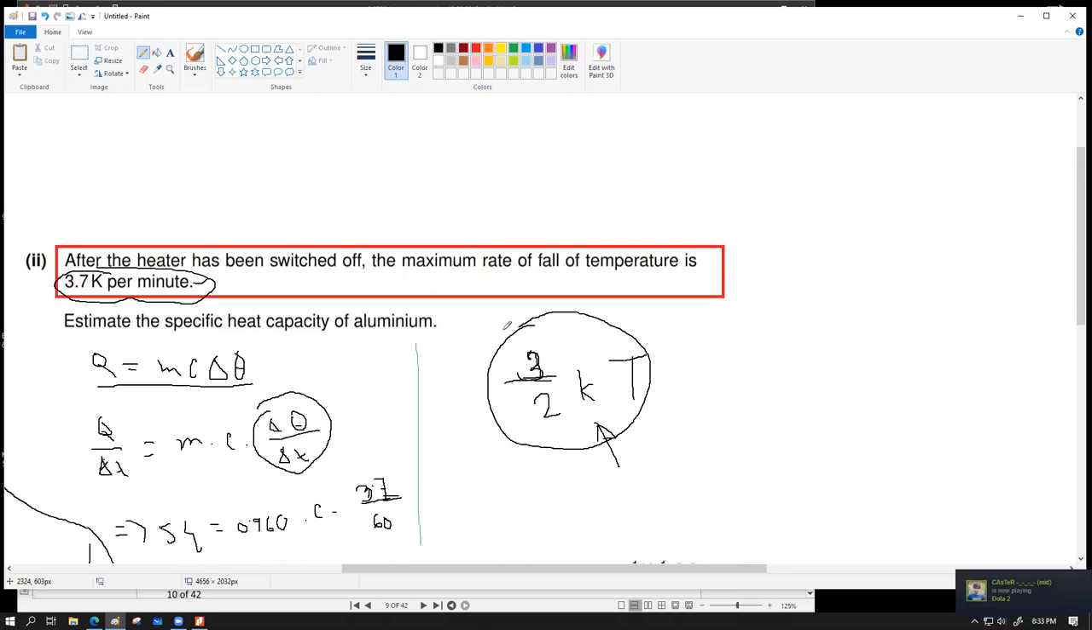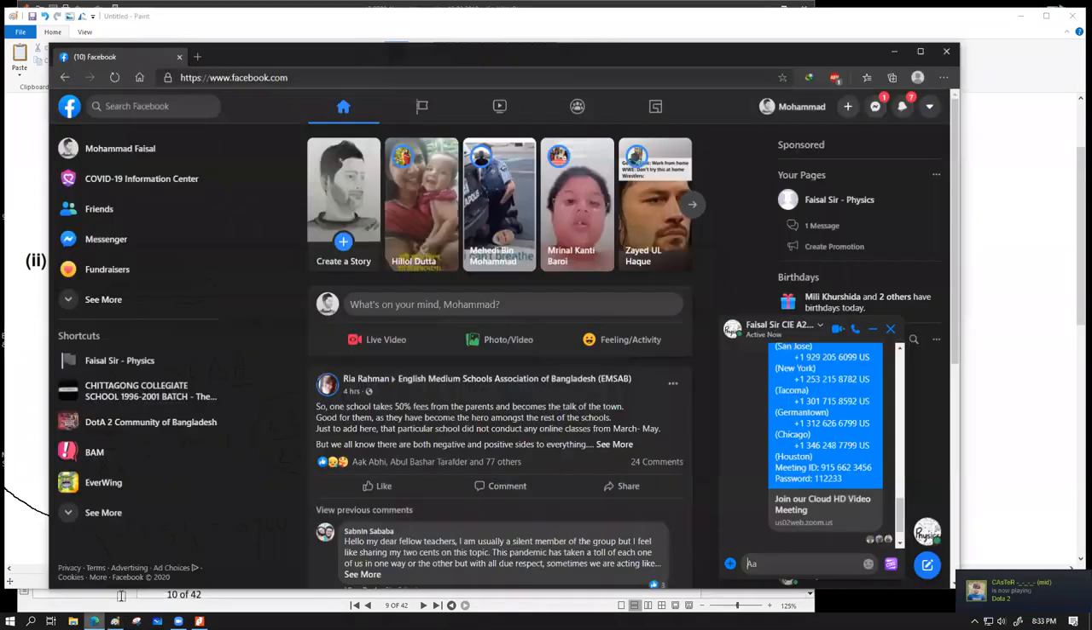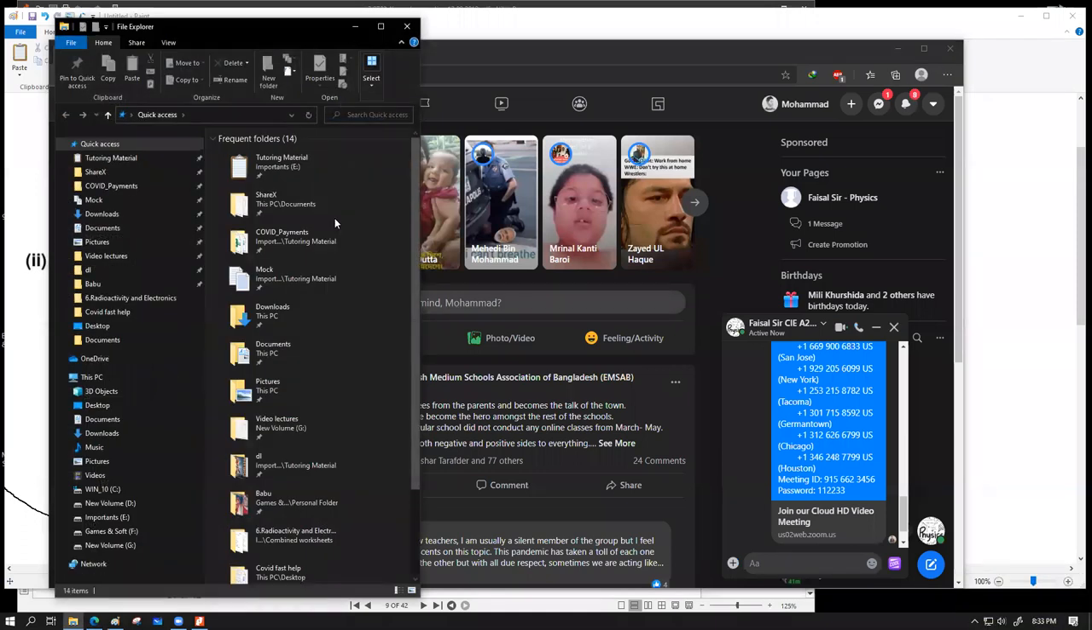Would we be given the Boltzmann constant, or do we have to find it out from R divided by Avogadro's number?